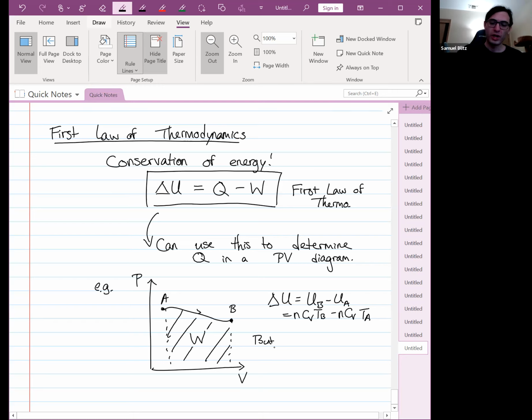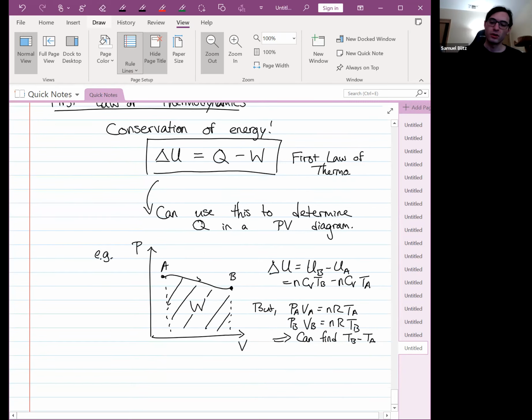But we also have that, because this is an ideal gas, PA times VA is equal to nRTA, and PB times VB is equal to nRTB. And so we can actually find TB minus TA, which is what we need in order to find the change in thermal energy. Because we can find TA from one of these equations, TB from the other, plug them in, and then we can find delta U. And then once you have delta U and you have the work done, now you can find Q.